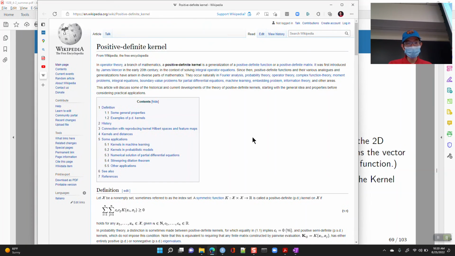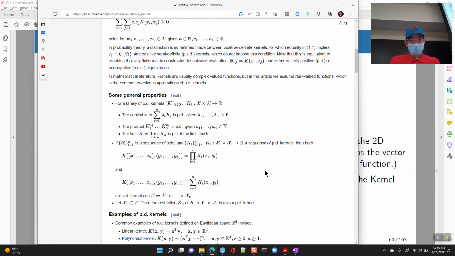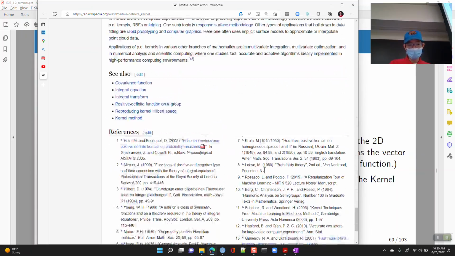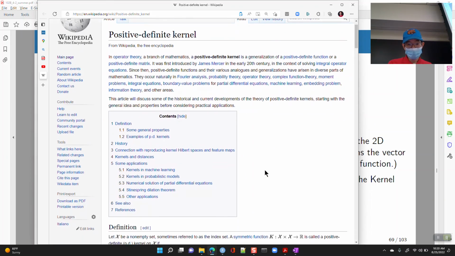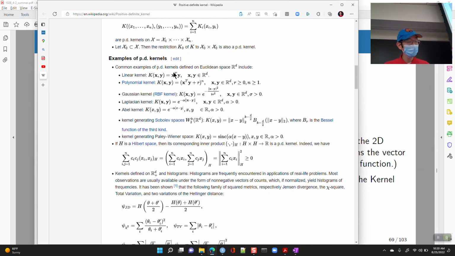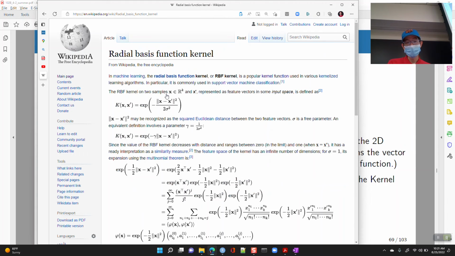So there are a bunch of these kernel functions, and you can read about this. This gives you a headache. But we have some examples of kernel functions. Positive definite kernel. All right, so here the linear kernel does no transformation. A polynomial kernel will do this. We have a Gaussian kernel or radial basis function kernel. And then there's all of these other kernels, the Laplacian, the Abel kernel, I don't even know, all right?